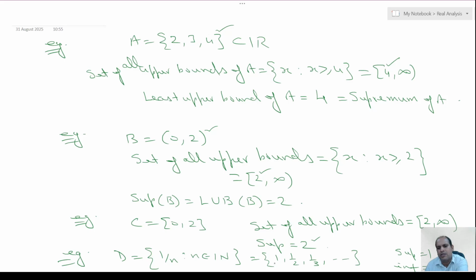Since this set is bounded above and a non-empty subset of R, from the completeness property of R, it has a supremum as well as an infimum. So, this is the idea of how to compute the supremum or infimum of a set.